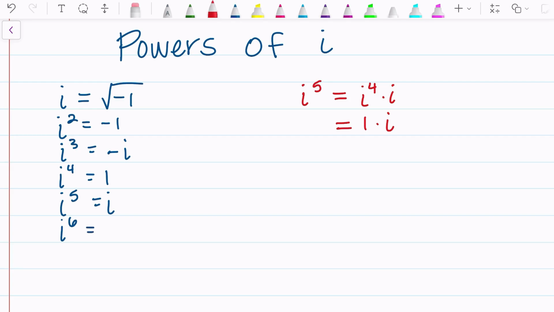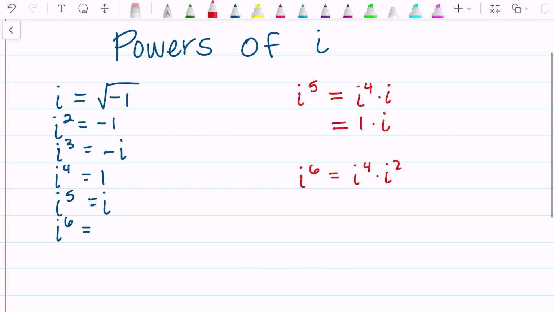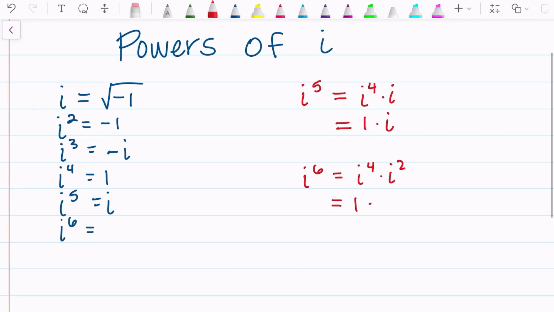Okay? So look at how this happens with i to the sixth power. We have i to the sixth power. I could break that into i to the fourth power times i to the second power, which is 1 times -1, which is -1. So see how the list is repeating?